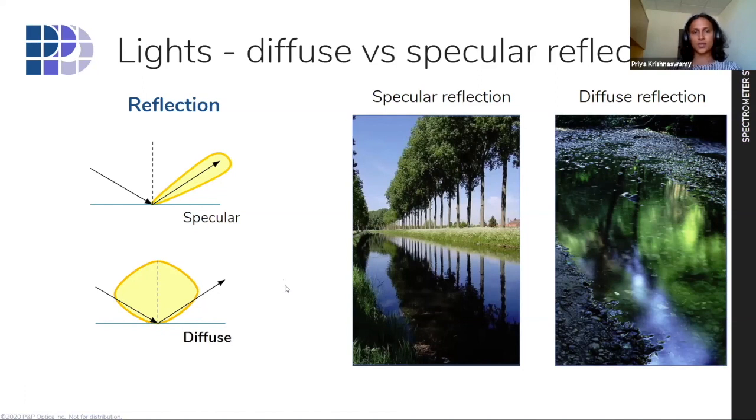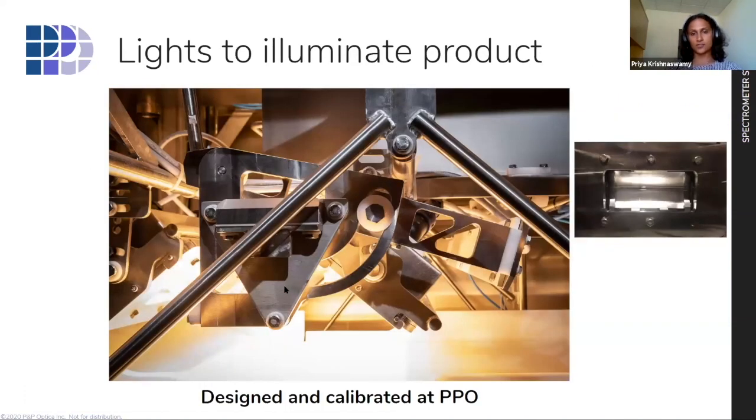So the lights at P&P Optica that we have built here are diffuse reflectors. And to the right side, you see a built and assembled lights with reflector.